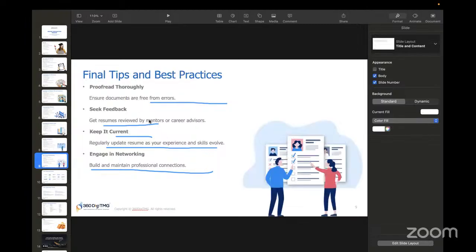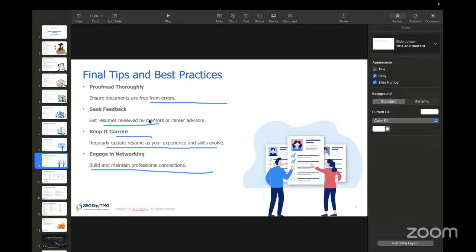Then after making your cover letter and your resume, make sure that everything you have written is free from error. There should be no spelling or grammatical mistakes. Okay, after preparing your resume, ask for a review from a person you can trust, or a mentor, or your career advisor who is guiding you. You can ask for their feedback.